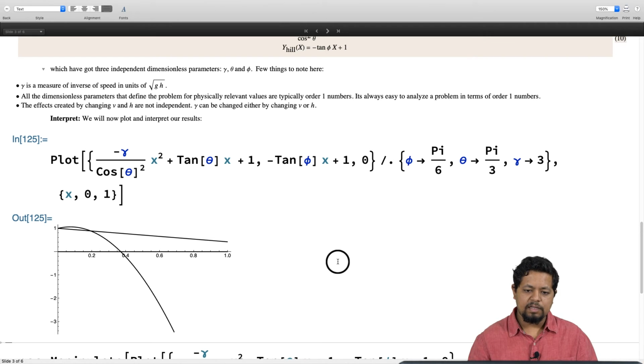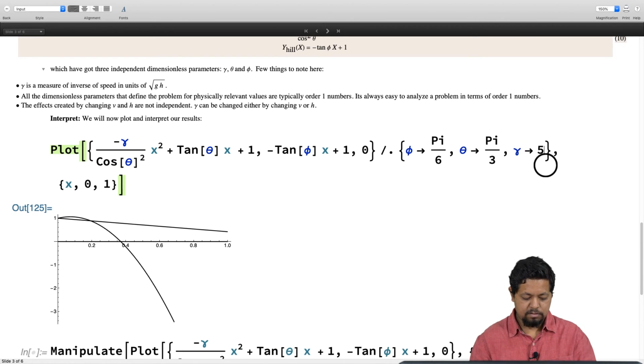Now, it may appear to you that the angle of the hill is changing, but really it's the relative value of these parameters that is changing. It appears in the plot that you are changing the angle of the hill, but we have kept the angle of the hill constant, and we are changing gamma, which is essentially changing the speed of the ball. So a large value of gamma means a small value of the speed or a large value of the height of the hill, and that shows you how the solution changes as you increase gamma.